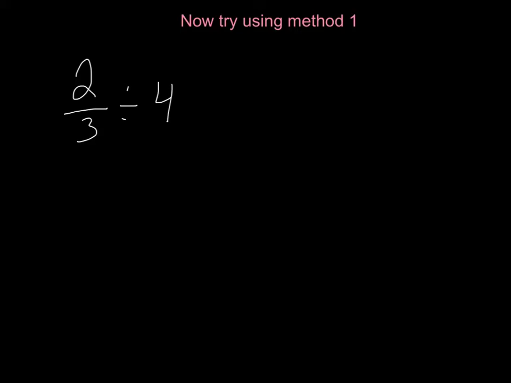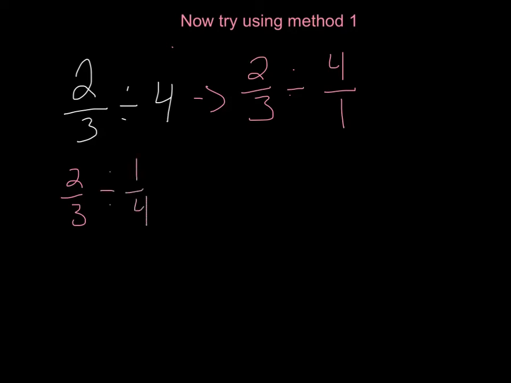Okay, so let's look at the answer now using method 1. If we take a look at 2 over 3 divided by 4, our first step was to put that whole number, the 4, over 1. So this becomes 2 over 3 divided by 4 over 1. Step 2 says we need to flip that whole number's fraction. That then becomes 2 over 3 divided by 1 over 4.